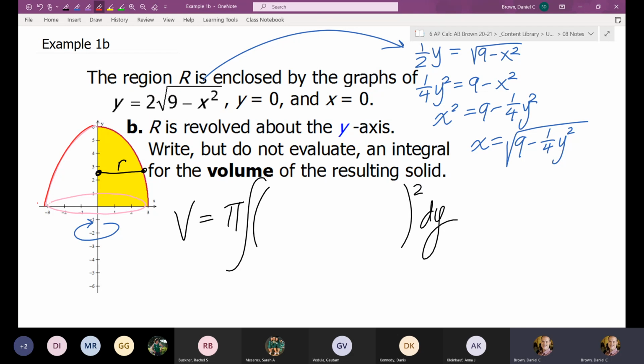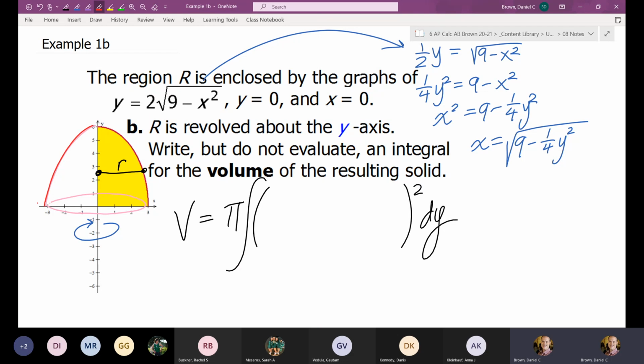So this is a dy problem. So I went ahead and set it up. Again, if you see anything about revolving, go ahead and plop down a pi and plop down something squared. You know that's going to be the format of it. Pi can go inside or outside the integral. It's dy because of the way the r is going. What numbers are going to go in your integral sign?